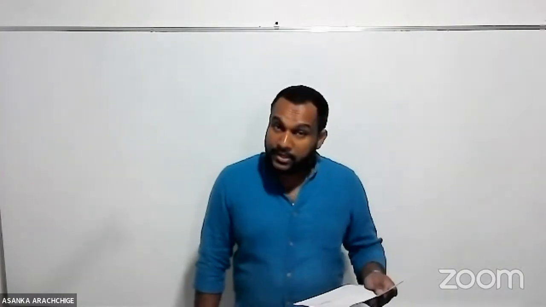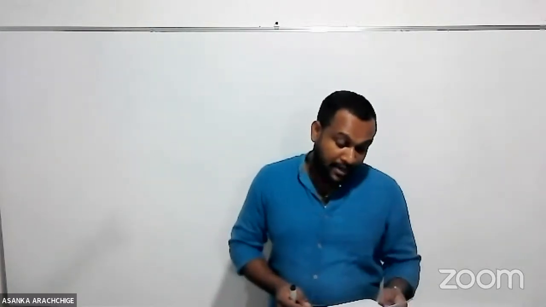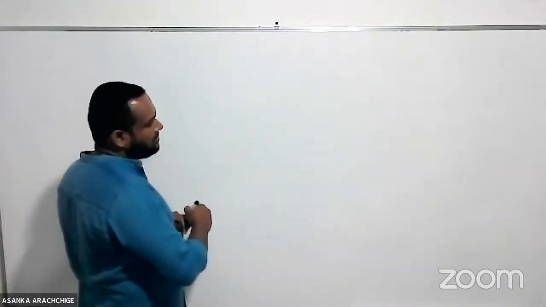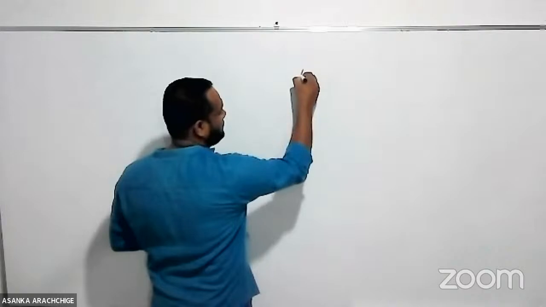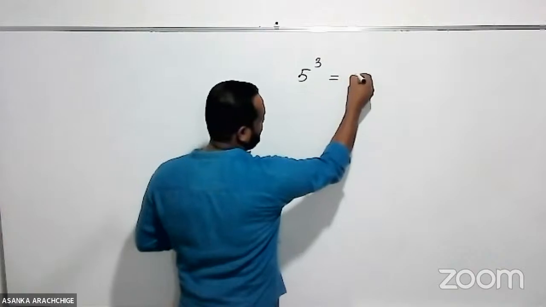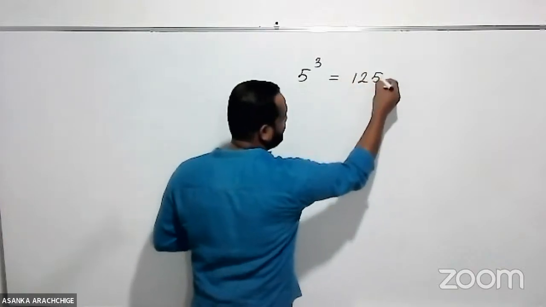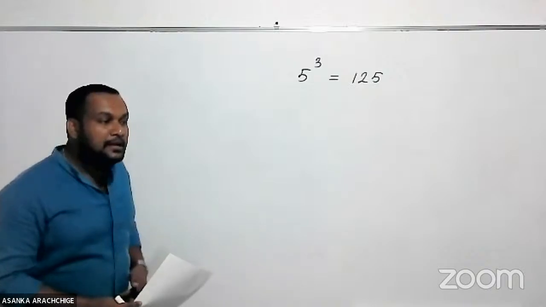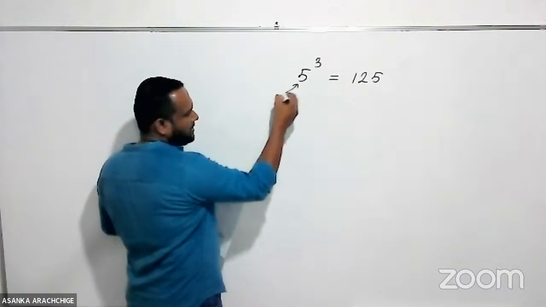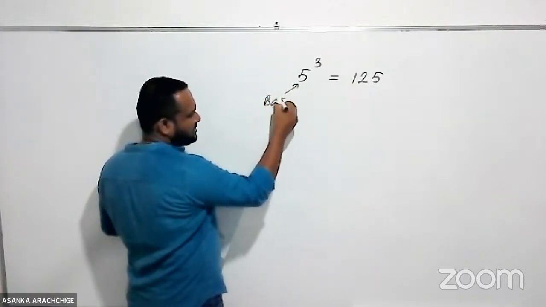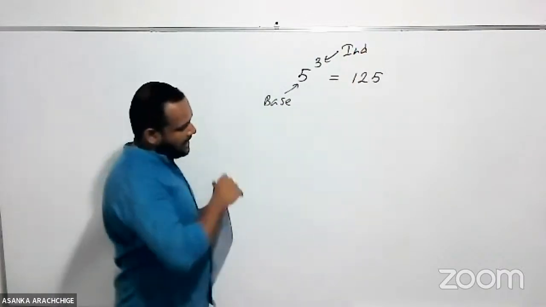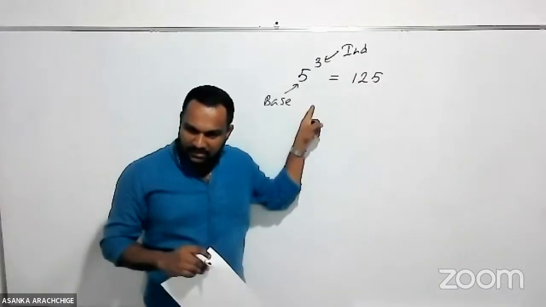Write 5 cube equals 125 in logarithm form. We are given the index form of a power. 5 to the power 3 is given to be 125. This is called index form. This is the base of the index form. This is the index. And this is the value of this power.